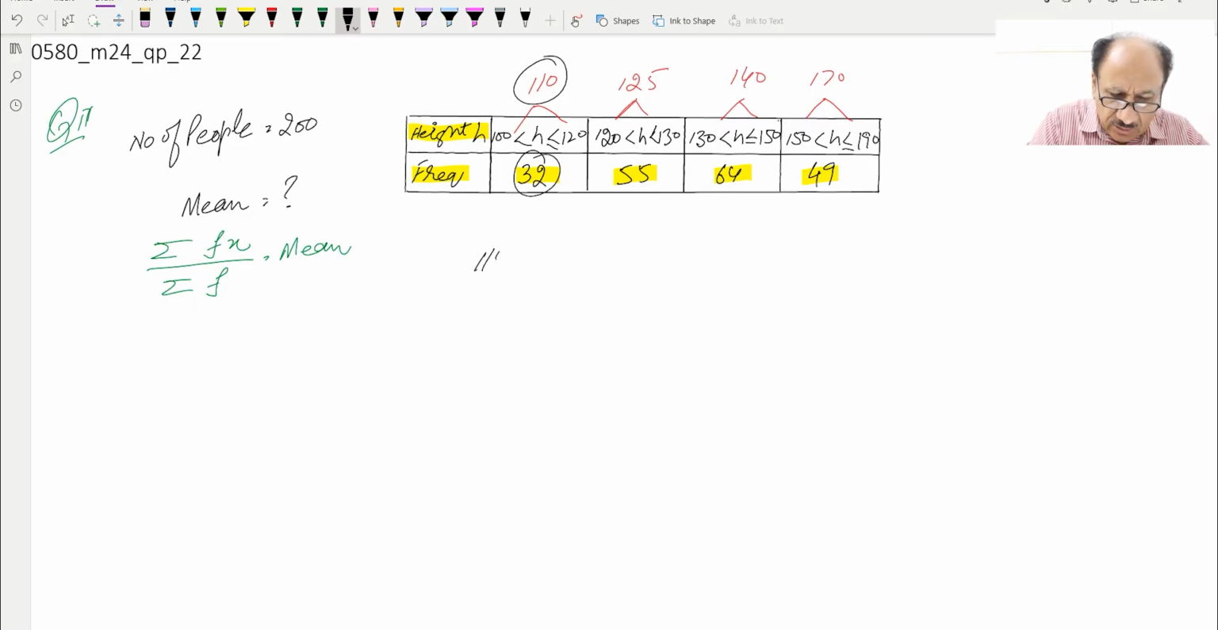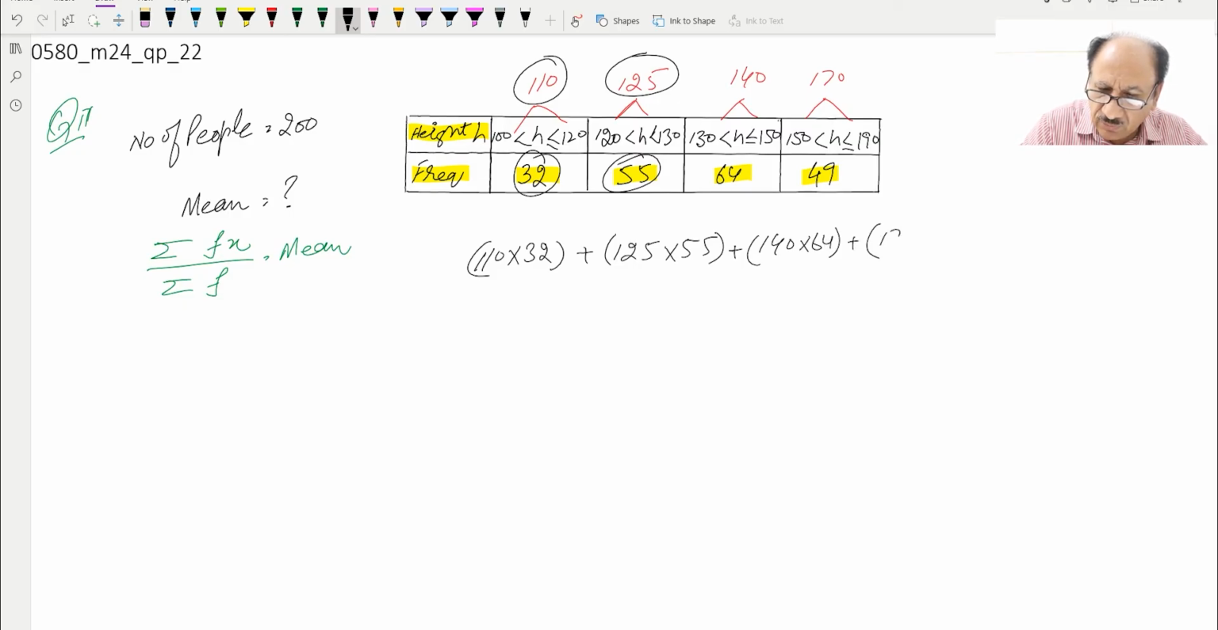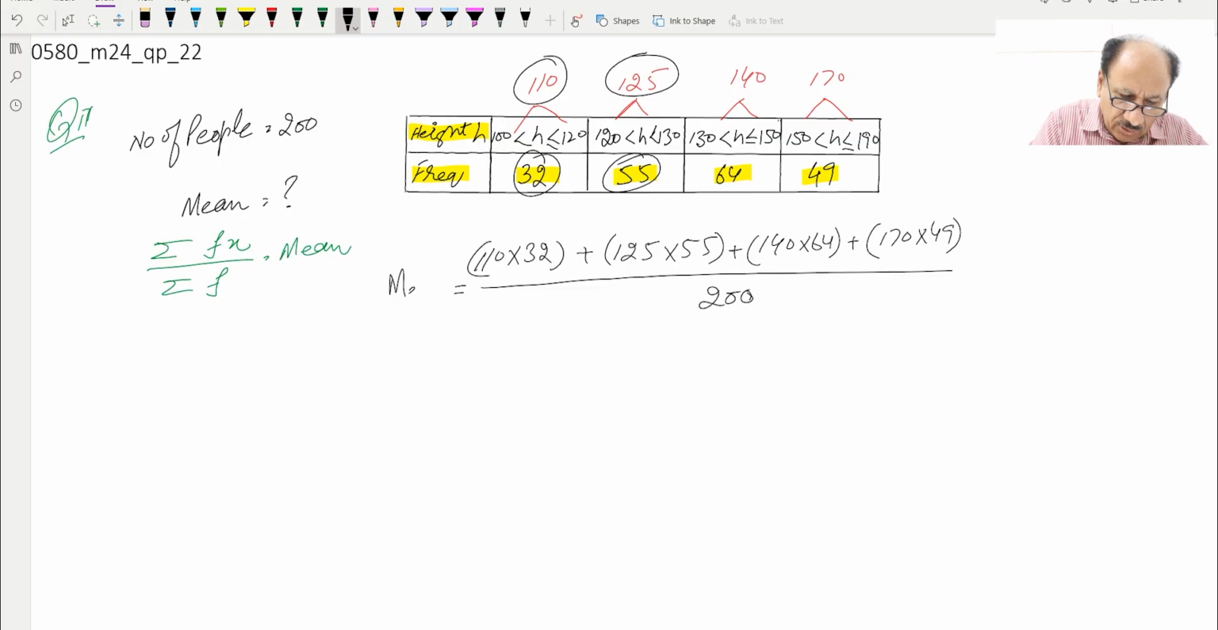Now after that we will be multiplying this with the frequency. So we can write 110 into 32 in brackets, and plus 125 into 55 in brackets, and plus 140 multiplied by 64, and plus last will be 170 multiplied by 49, and the whole thing will be divided by the sum of the frequencies which they have provided as 200 people. So we can divide this by 200, and this will be our required mean.